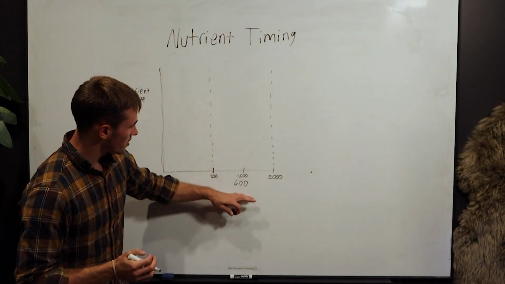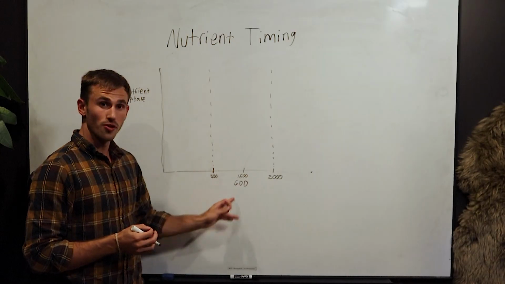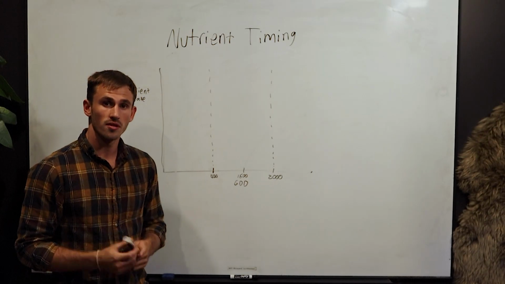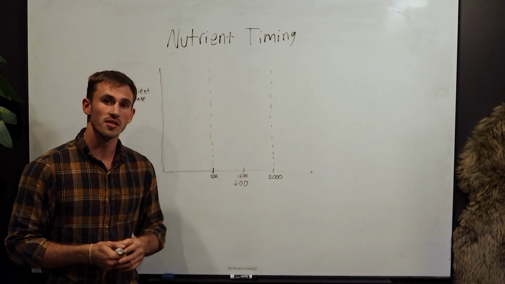So here on this x-axis, we have growing degree days, or growing degree units. These are going to be accumulated throughout the season.